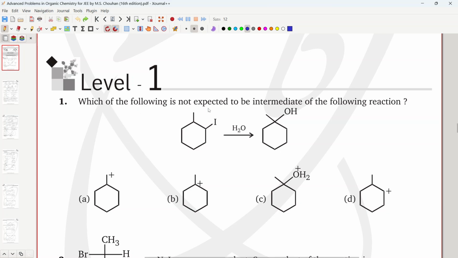So which one of the following is not expected to be an intermediate of the following reaction? First, step one is obviously finding the leaving group. Which leaving group departs? Obviously it's HI. So iodide leaves from 1-iodo-2-methylcyclohexane, giving a secondary carbocation at the carbon that originally held I. So option D is of course an intermediate.